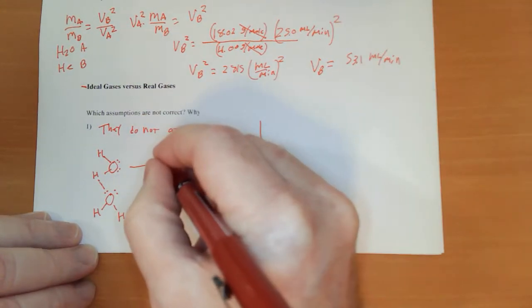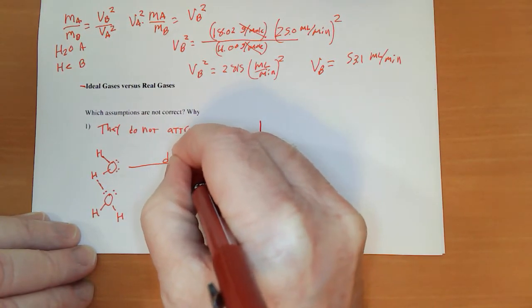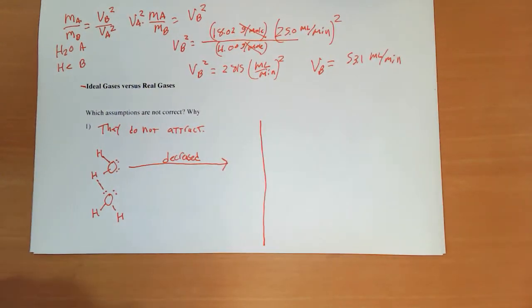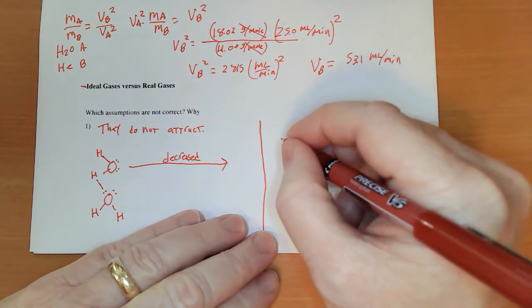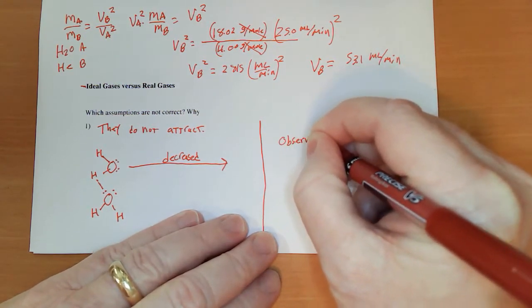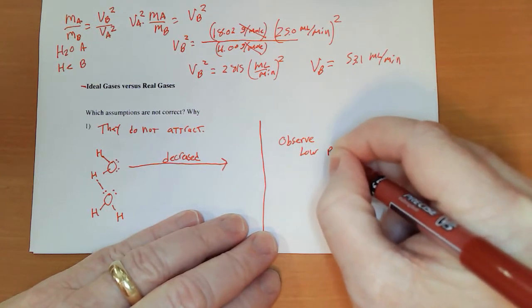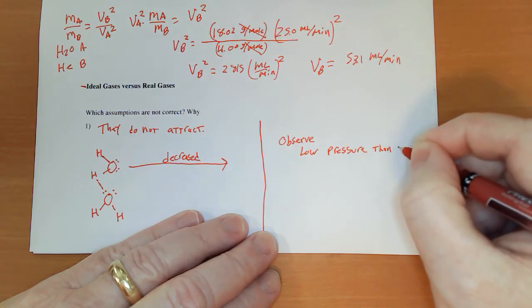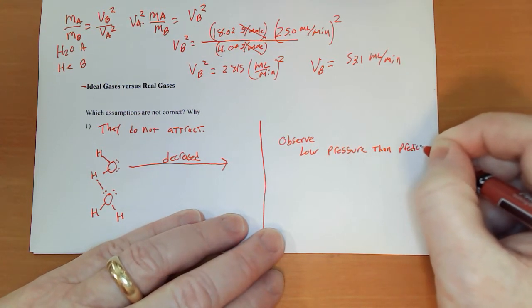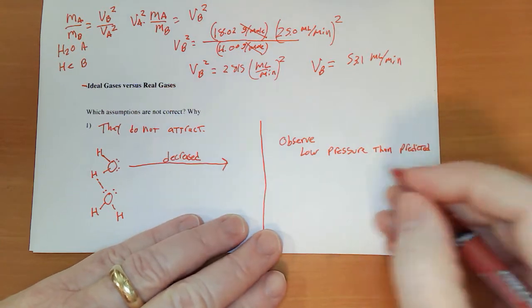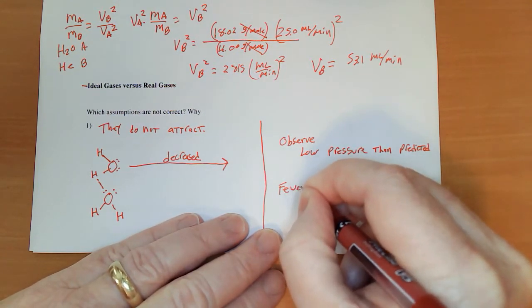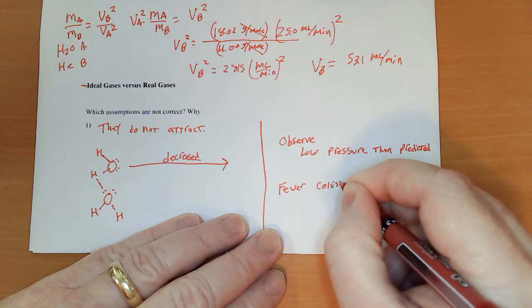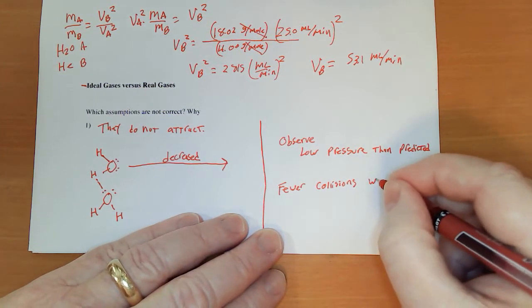And that means that this is a decreased approach, so to speak. It's not going to hit as hard. It's not going to hit as often. Okay? And what we are going to observe is a lower pressure than predicted. Okay? Because we're going to have fewer collisions with the wall.